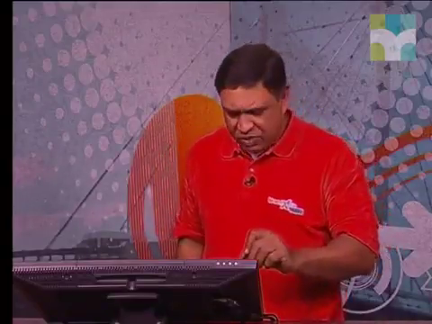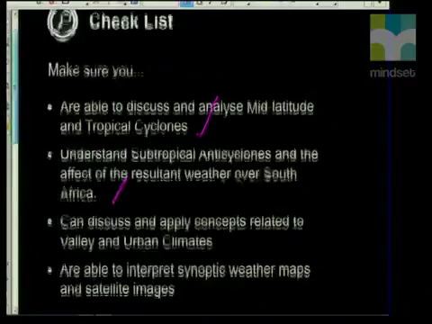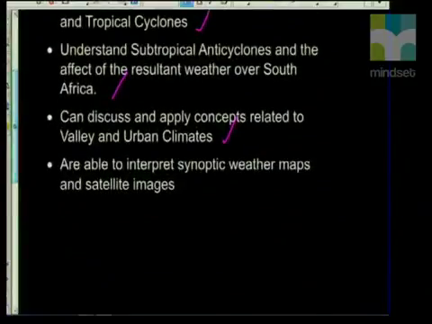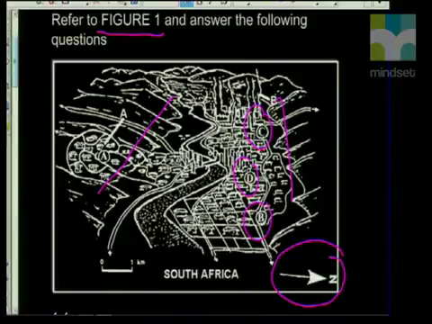Once again, learners, just to go quickly through the checklist, what you need to look at. Again, we're going to discuss the mid-latitude and tropical cyclones under climate, your broad headings. Also looking at the subtropical anticyclone, you must have mastered all this by now. Also looking at the valley and the urban climates, and integrating the synoptic maps in all of these sections. Okay, quite a bit of information. We'll find out later if the D, B, and C give us any sort of relevance to the questions.